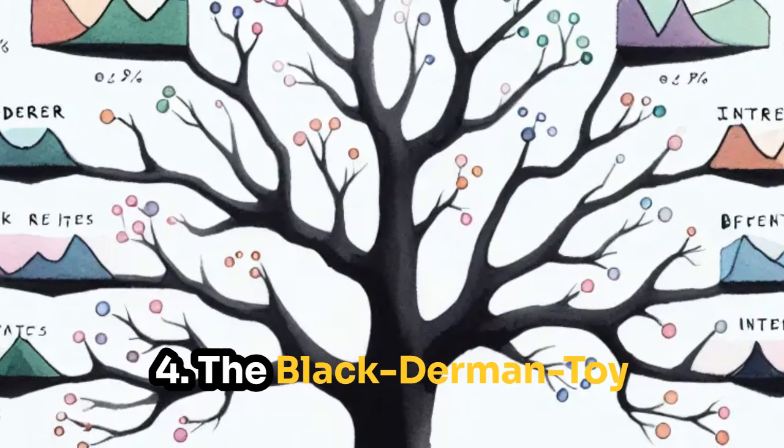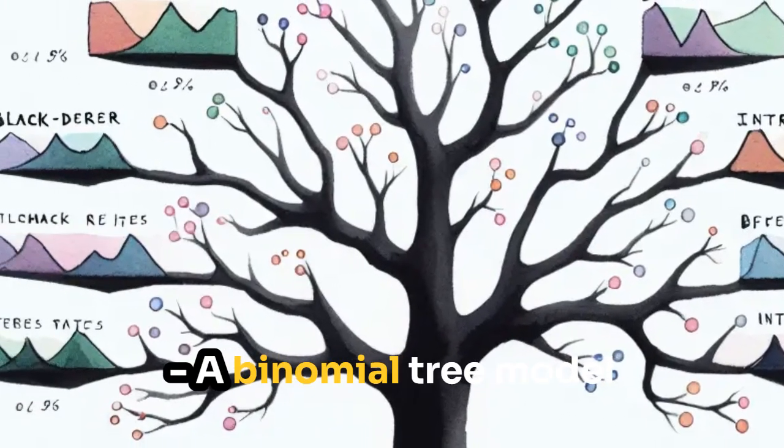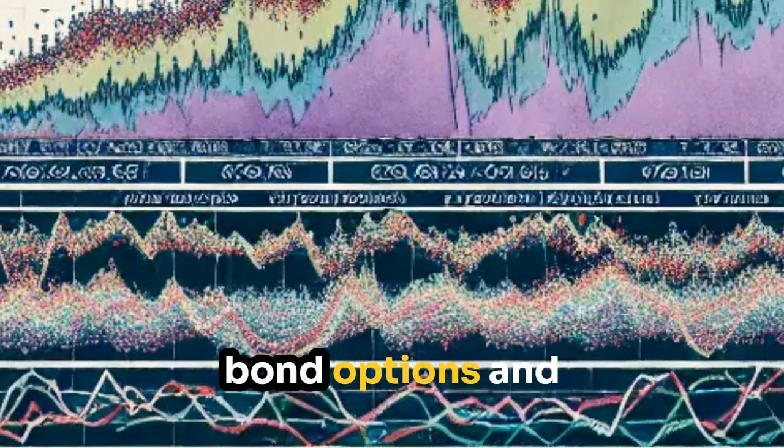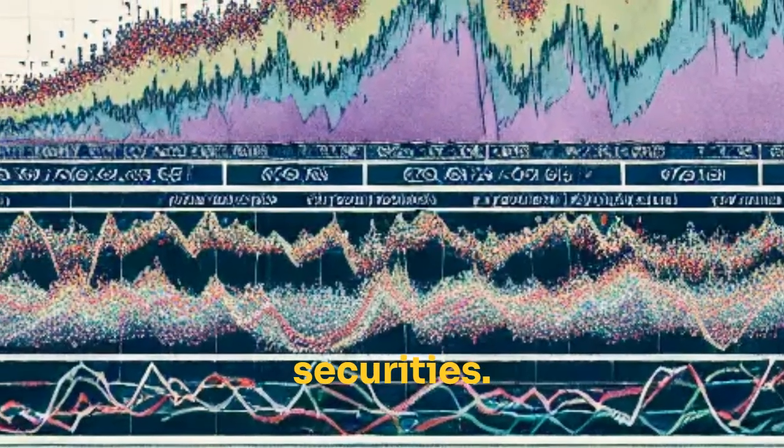4. The Black-Derman-Toy model, a binomial tree model for interest rates. Useful for pricing bond options and mortgage-backed securities.